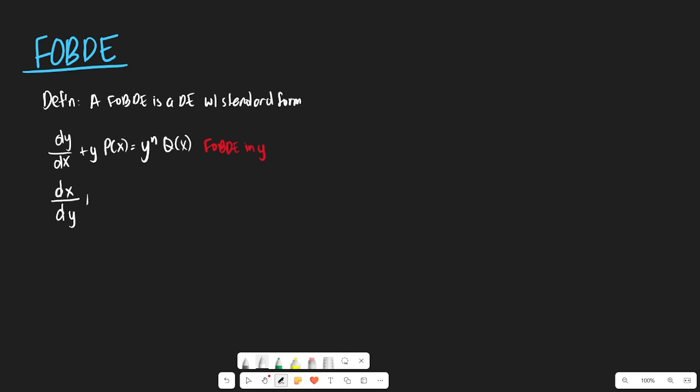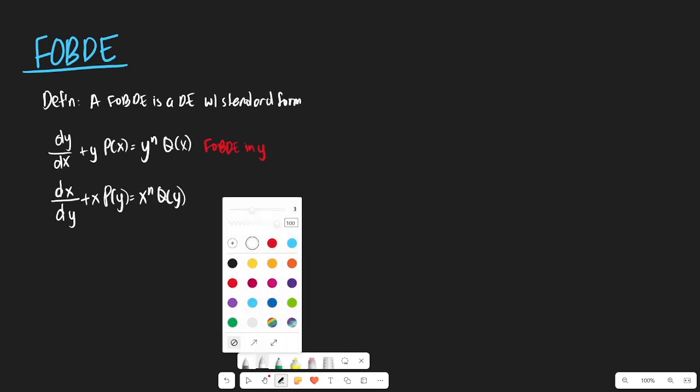Another form of a FOBDE is dx over dy plus x p of y is equal to x raised to n q of y, where your dependent variable is x and your independent variable is y.